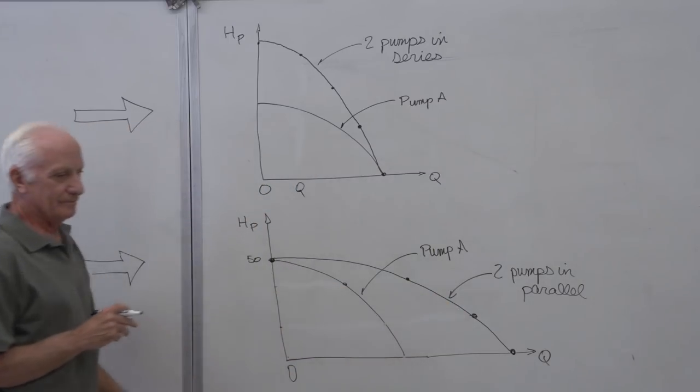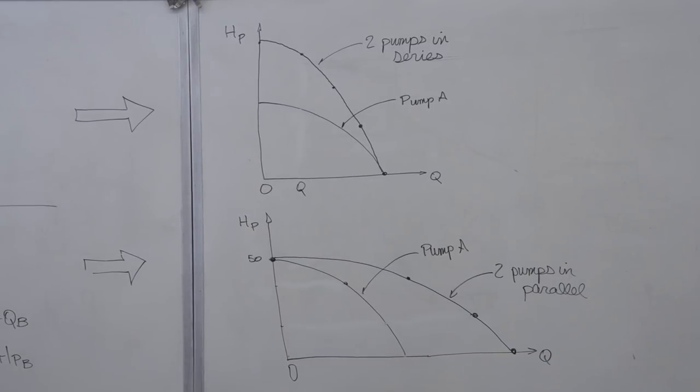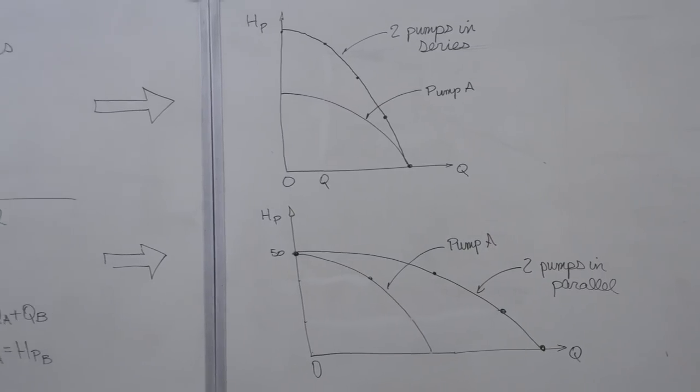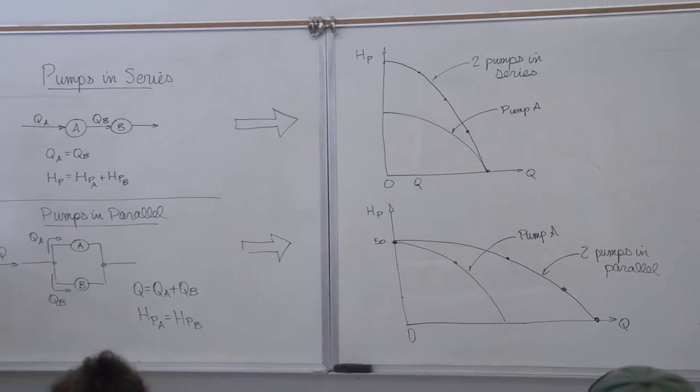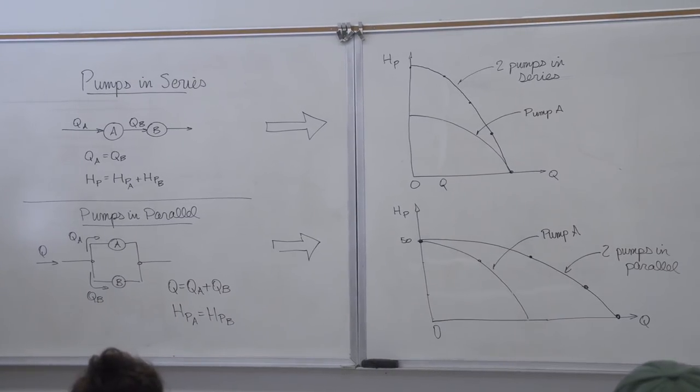Okay. So there's how you add pumps in series and parallel. Now, we talked about the operating point before. What's the operating point? It's the intersection point between the pump head curve and the system head curve, graphically, where the two lines intersect.